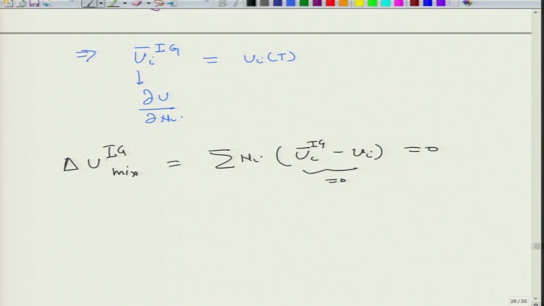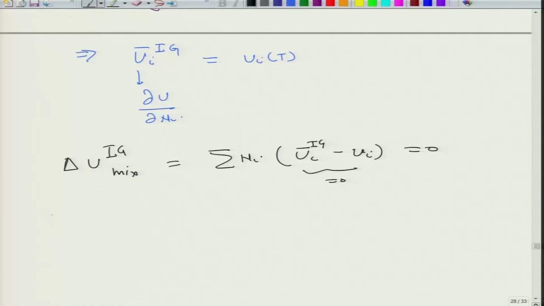So, we have zero volume change for the ideal gas mixture and zero internal energy change for the ideal gas mixture. We can also extend this to enthalpy. Similarly, we can show that the delta H mix for the ideal gas is 0, and how do we do that?